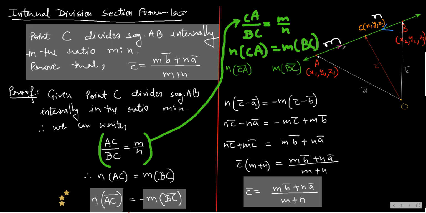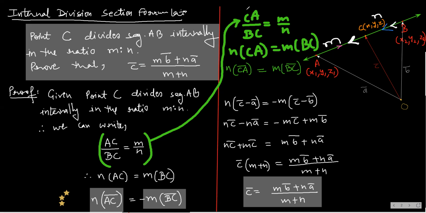Now let me think. CA bar. Look at the direction of CA bar. In the diagram, CA bar is this direction. It is C to A. And BC bar, look at the direction of BC bar. It is B to C. So see, this time the direction is same. So what I want to say is, this time you can write equal to without changing the sign. You don't have to write negative the way you wrote here. Okay, here writing negative was mandatory because the direction was different.